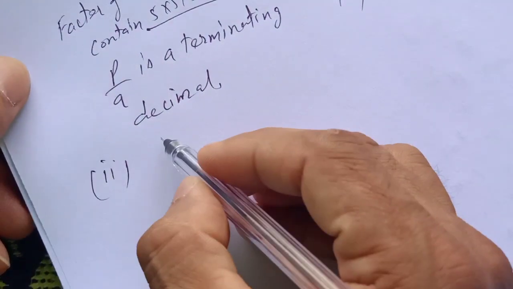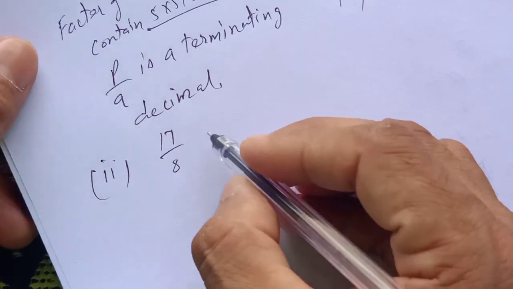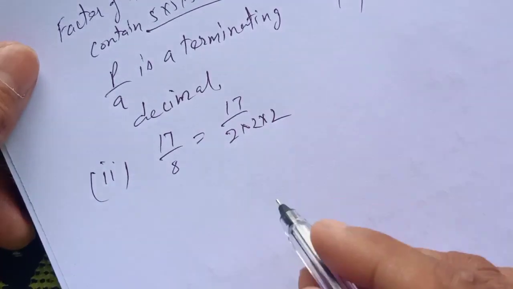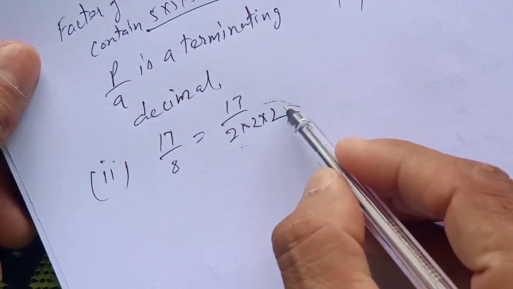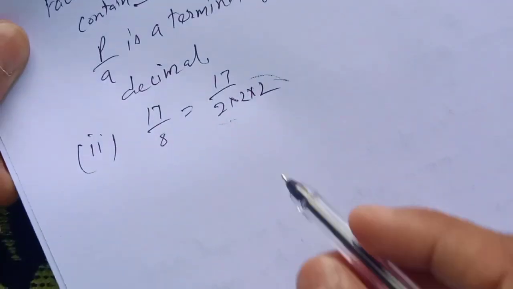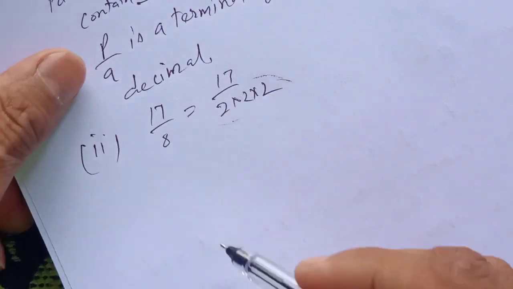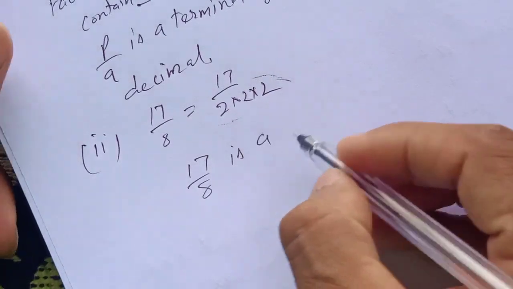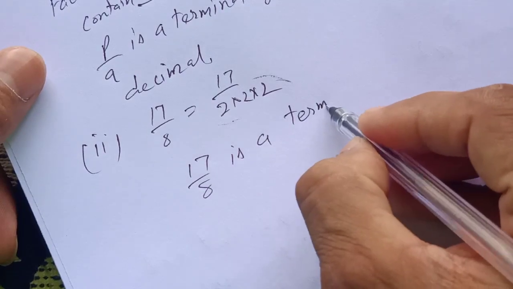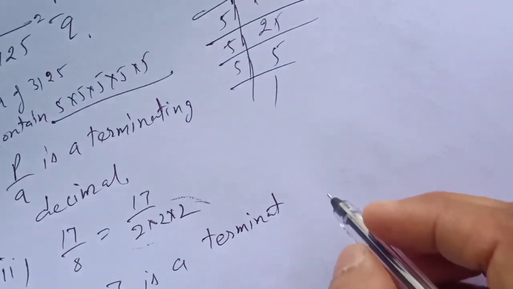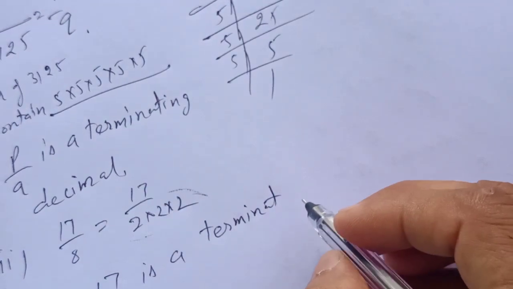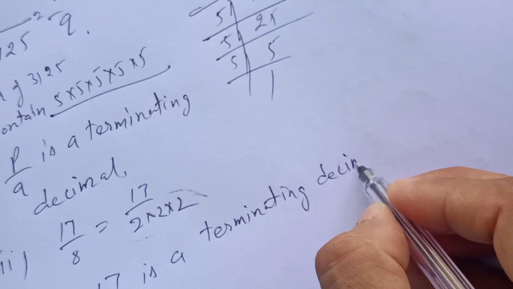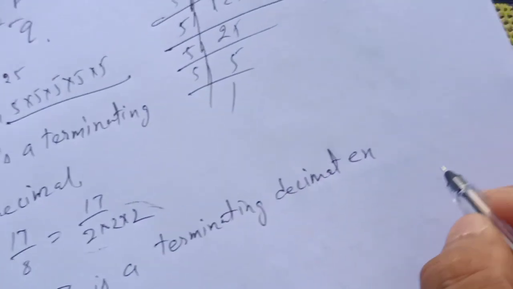Second part, 17 by 8. 17 by 8 means 17 by 2 into 2 into 2, which means the denominator Q contains 2 as a factor. So 17 by 8 is a terminating decimal expansion.